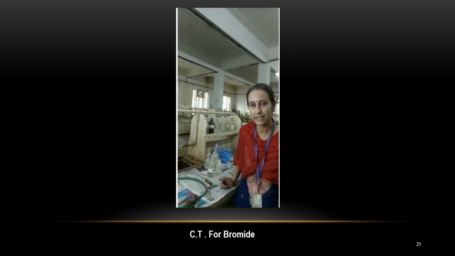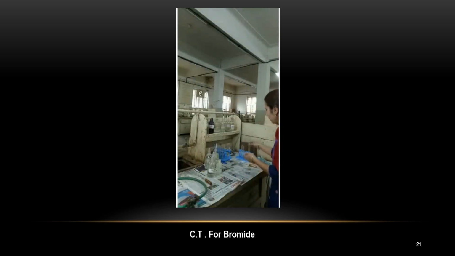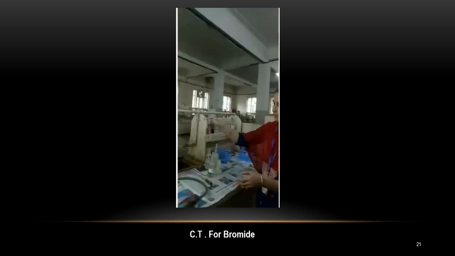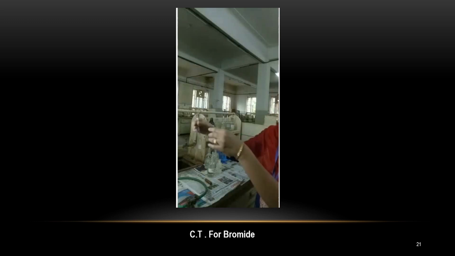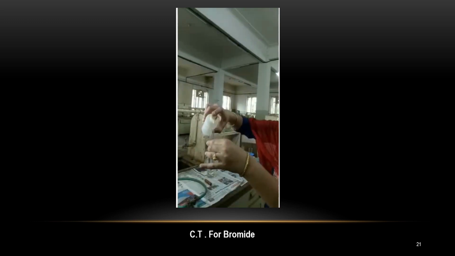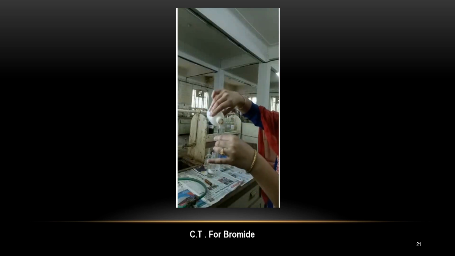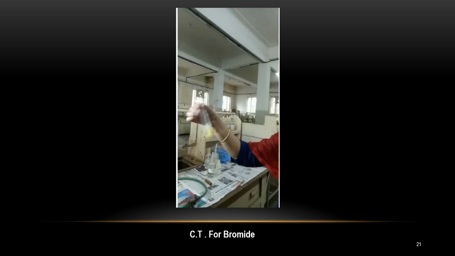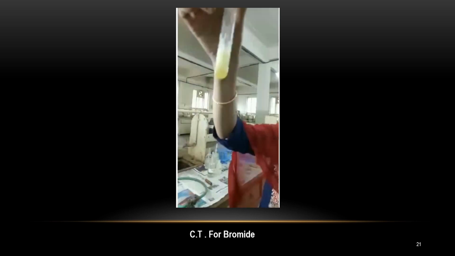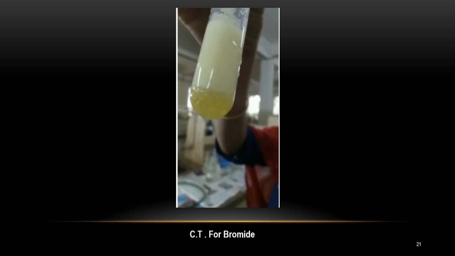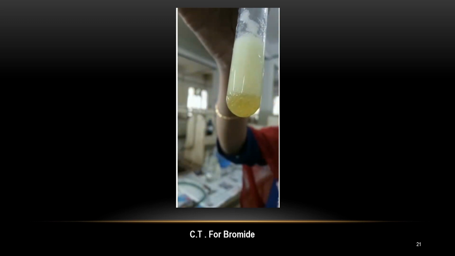Test for acidic radicals. Original solution plus chloroform. Add a few drops of chloroform, shake well and then add chlorine water. After adding chlorine water, see the yellow color of your bromide.